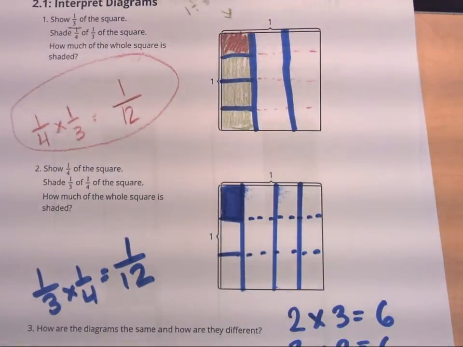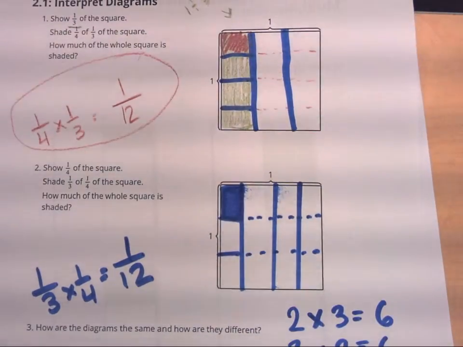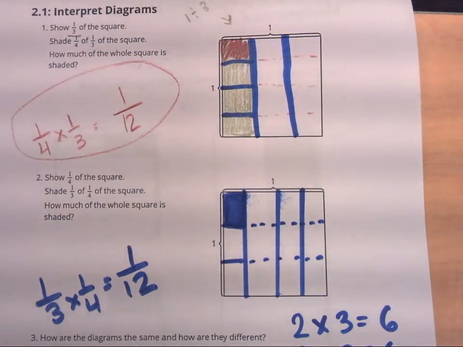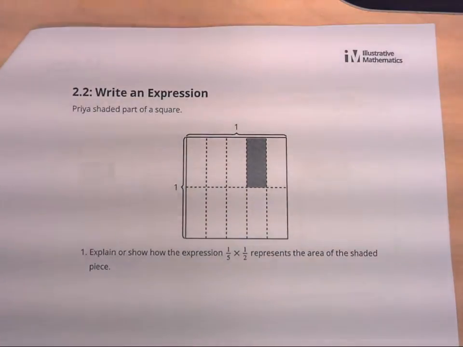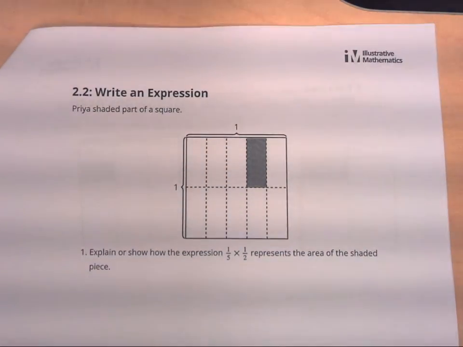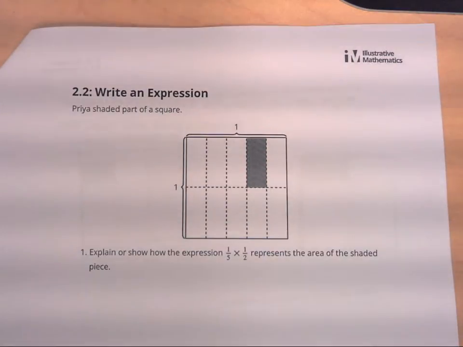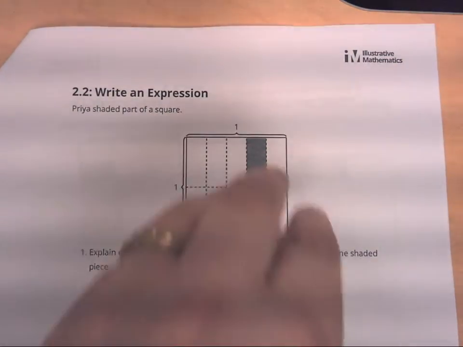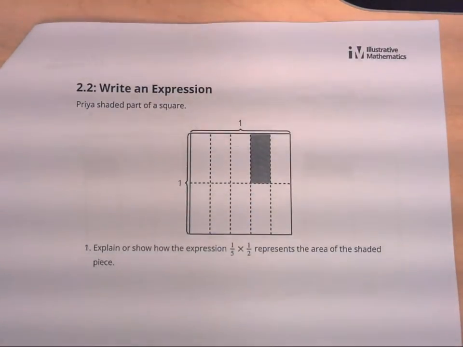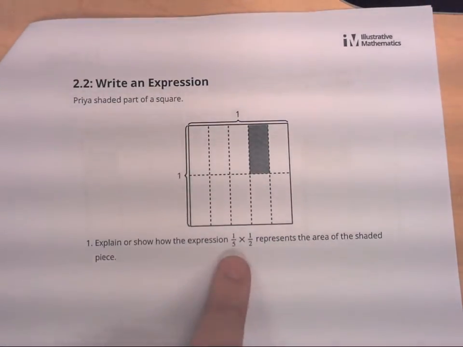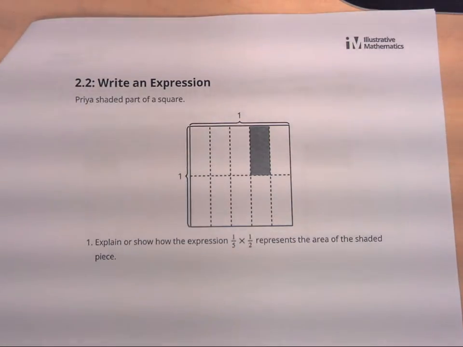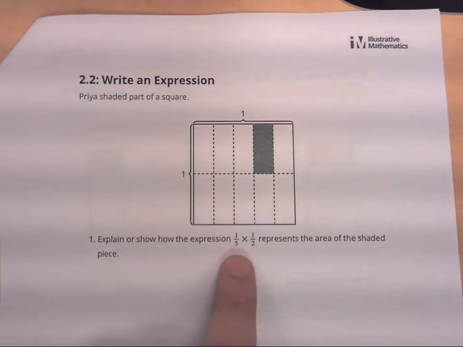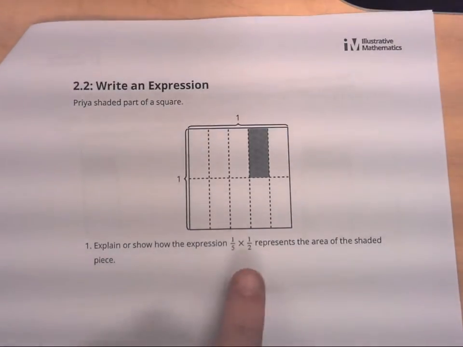So that was a nice review. And so we were able to connect a lot of previous learning to this activity. Now, the next portion of the lesson is, again, honing in on being able to connect a diagram to an expression. So in this case, we're provided with this diagram here, and we're told that this diagram represents 1/5 multiplied by 1/2.